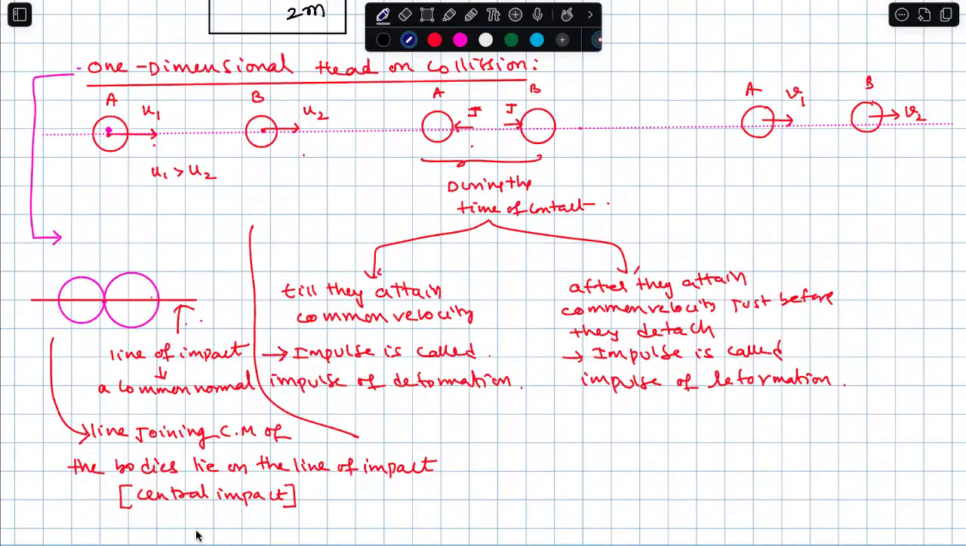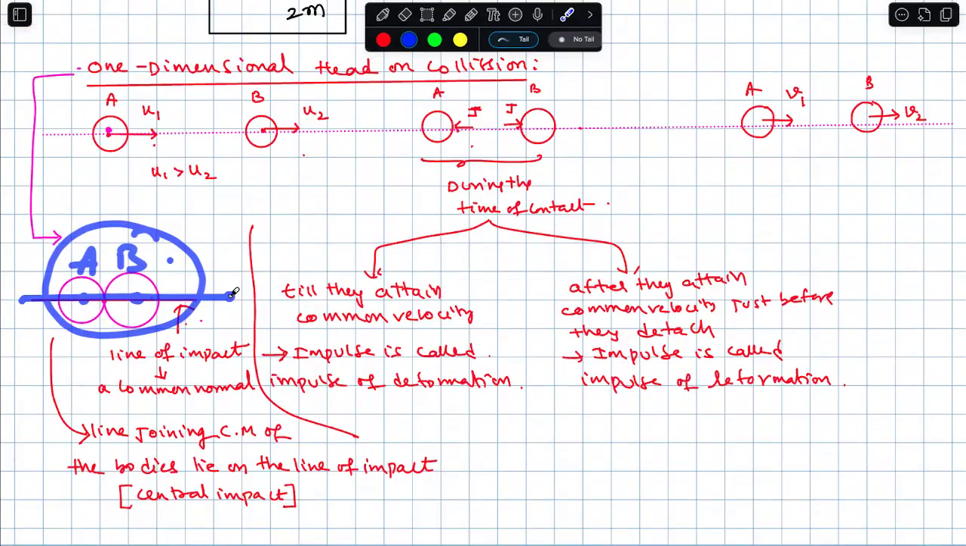You can see the bodies here, A and B, for example, and their centers are here, and the line joining these centers is called a common normal. In fact, in this case, it is called the line of impact. All the velocities are along that direction only, before and after. Such a collision is called a one-dimensional head-on collision. Here, the line joining the centers of mass of the bodies lies on the line of impact. Such a case is also called central impact.